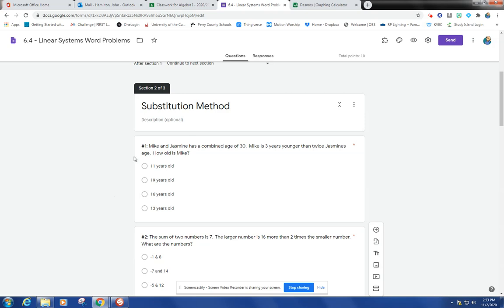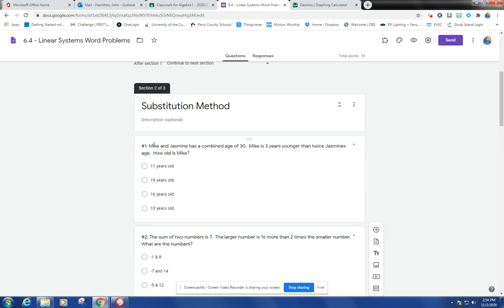So let's take this first sentence right here and let's try to dissect it and figure out what's really going on. And so it says Mike and Jasmine have a combined age of 30. Now, we don't know how old Mike is. We don't know how old Jasmine is. As a matter of fact, the question we're being asked is how old is Mike? So we don't know how old they are. So when we don't know something, we've got to think about that as a variable. Mike and Jasmine are obviously 2 different people, so we've got 2 different variables. As soon as you see 2 different variables, you've got to think, hey, this is probably a system.